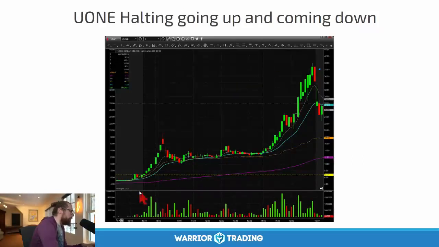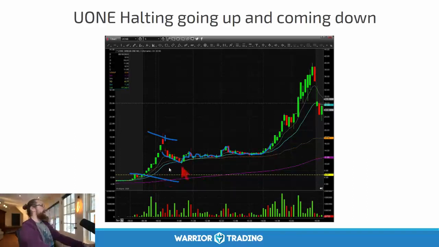UONE, this was another one that was really volatile at the open. So pre-market, gap and go. At the open, it halts going up, halts going up, halts going up, and halts going up. Then halts coming down. So this actually goes from $6 up to $20, just about. Halts going down, opens a bit lower, but not dramatic, comes down a little bit, starts to kind of base out, but this area is fairly choppy, a couple little pops here.